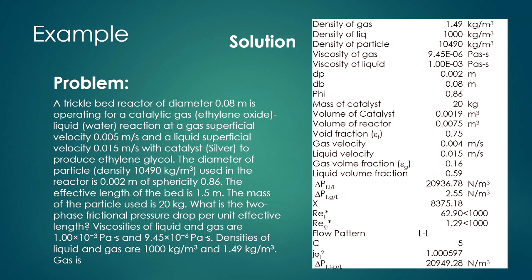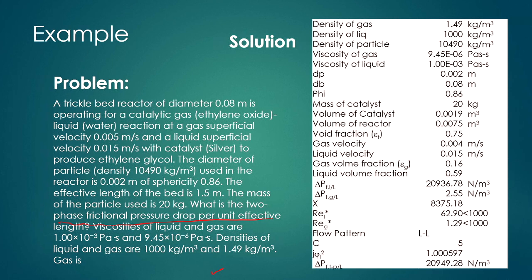In this case, you have to find out the two phase frictional pressure drop per unit effective length. The viscosities of the liquid and gas are given, and the densities of the liquid and gas are also given here. Now, in this case, you have to find out the two phase frictional pressure drop per unit effective length. Now, how to solve this?